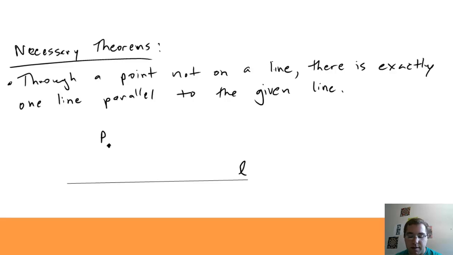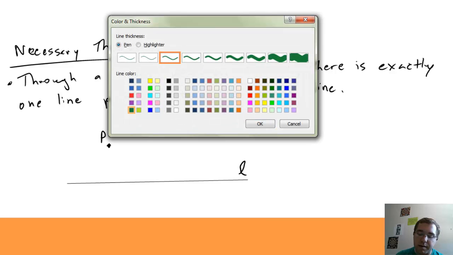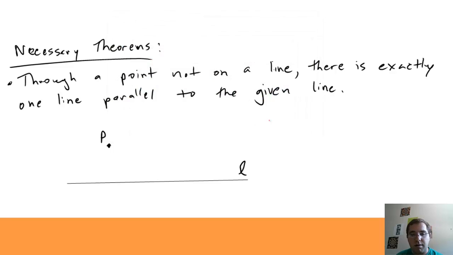So the first of these theorems says that through a point not on a line, there is exactly one line parallel to the given line. So I have a line L drawn on the point P. This theorem says through my point P, which is not on L, it's clearly above the line, I can draw exactly one line that goes through P that's parallel to L. There's only one, is what this theorem says. I can't draw a second one that's going to be parallel to L.